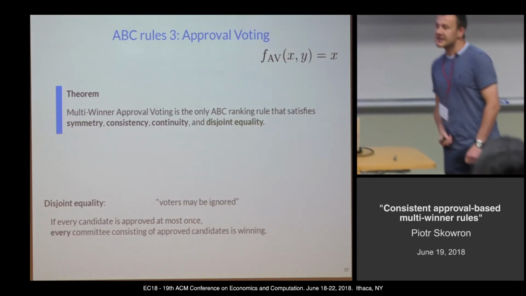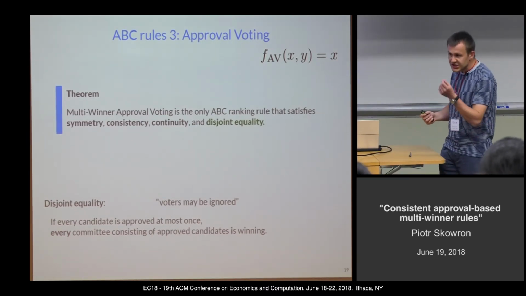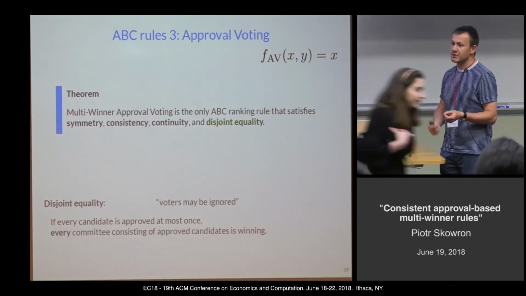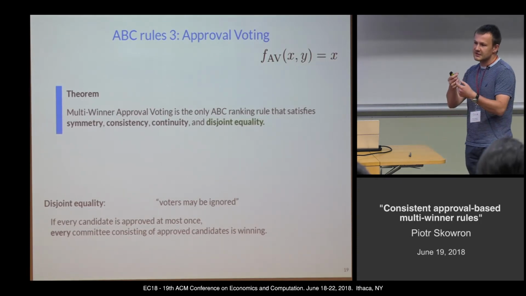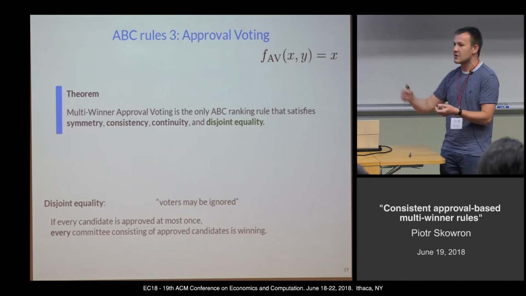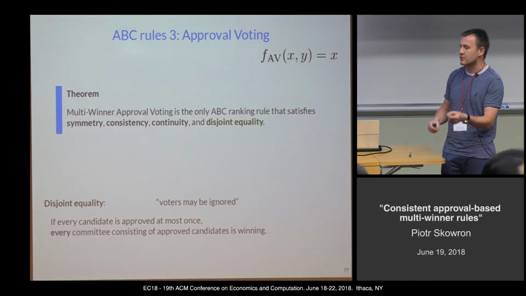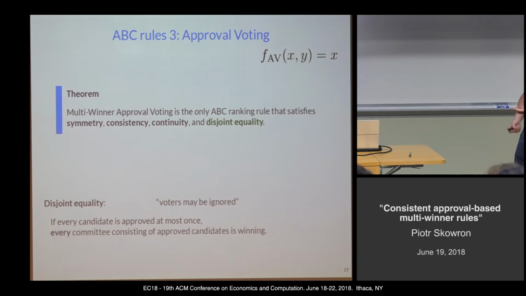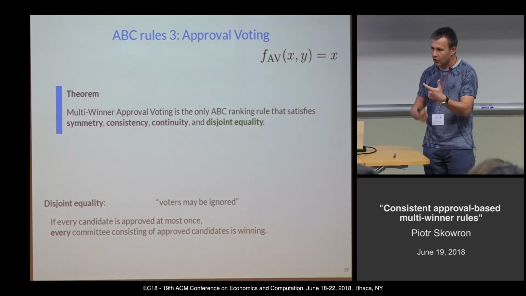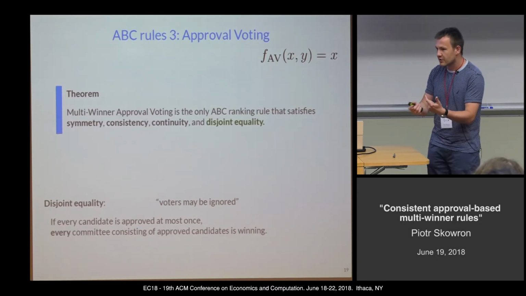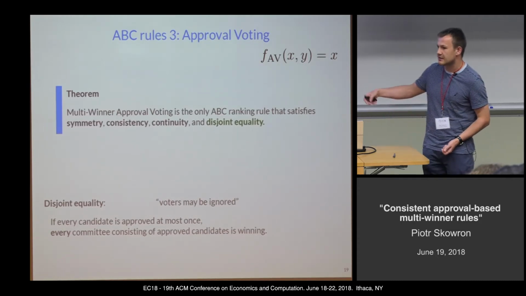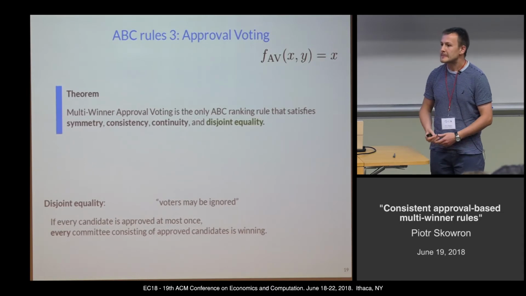Disjoint equality. Yeah, it says that if we have a profile where each candidate is either not approved by anyone or approved only by a single voter. In particular, this means that each voter's approval sets are either disjoint or the same. Then in such a case, if we have a committee that consists only of those candidates who are approved, then such a committee will be winning, and no other committees will be winning unless there are fewer than k approved candidates. And why is standard approval voting, just summing everything, the only rule that satisfies that?